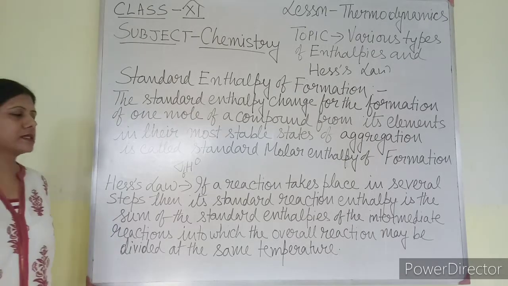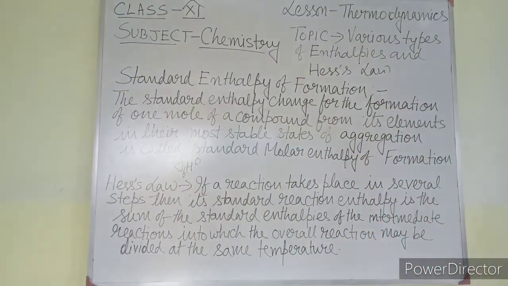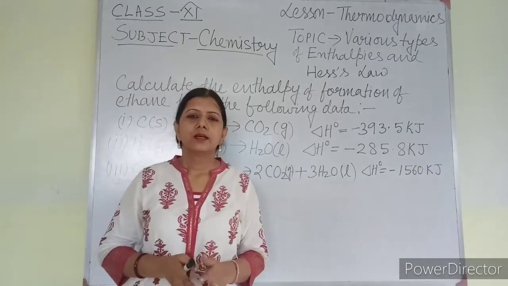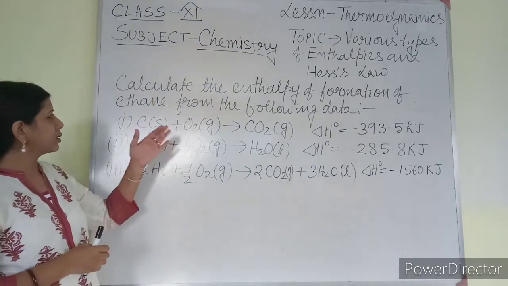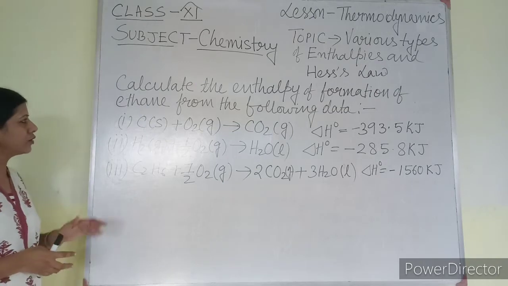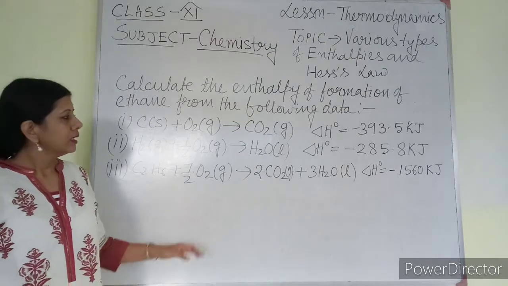Now based on this definition, one numerical I am going to do. So now you will start the numerical. This is the numerical. The numerical is: calculate the enthalpy of formation of ethane from the following data. This is the data given to you.